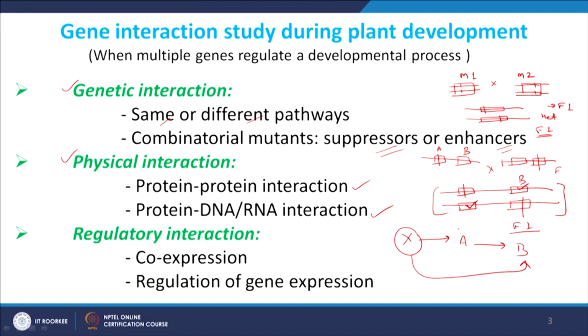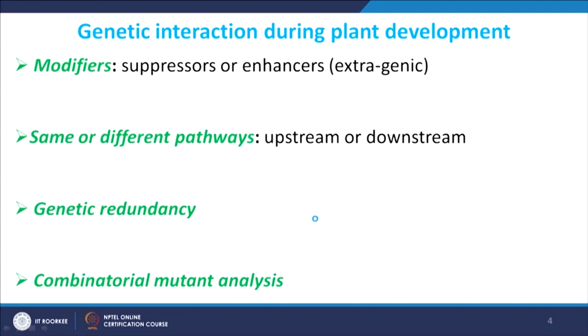Based on this kind of genetic, regulatory and physical interaction, you can build and understand the regulatory network formation. You can also take help of co-expression analysis. If you check a particular tissue or developmental stage and identify which genes are co-expressed, you can predict that there might be interaction between them if both are present in the same cell or the same tissue. So we'll take these one by one.